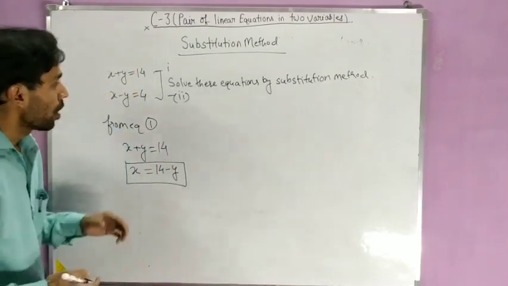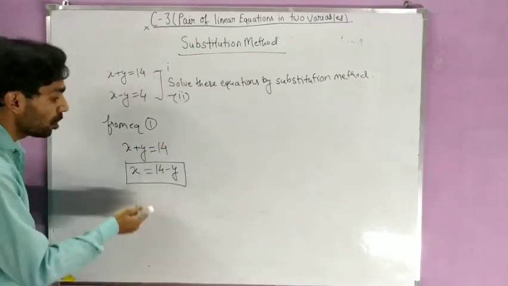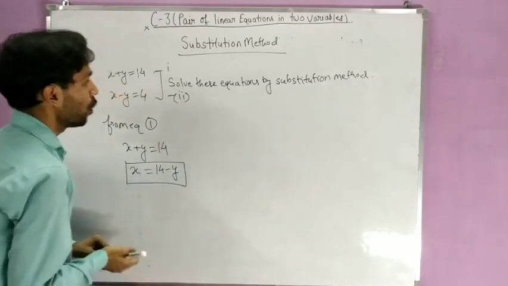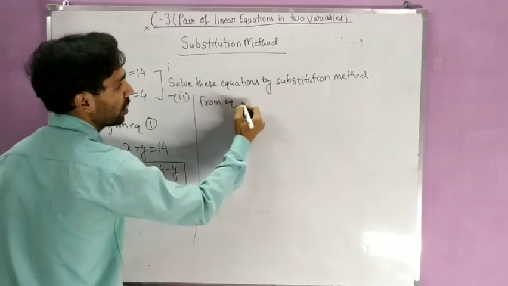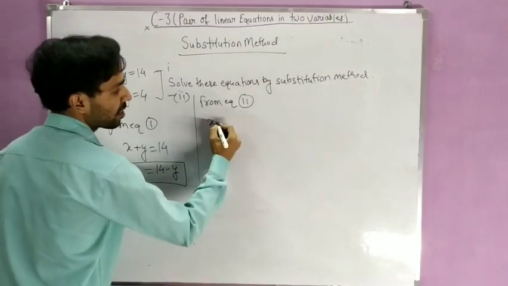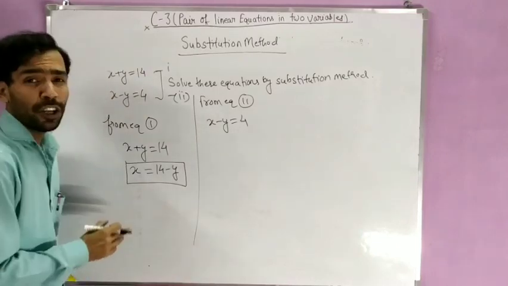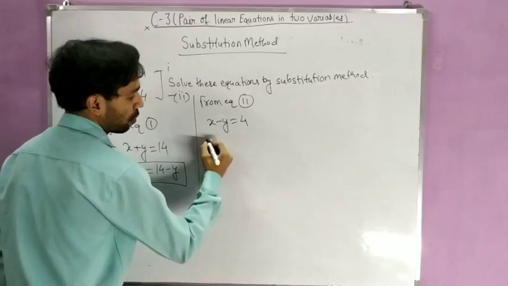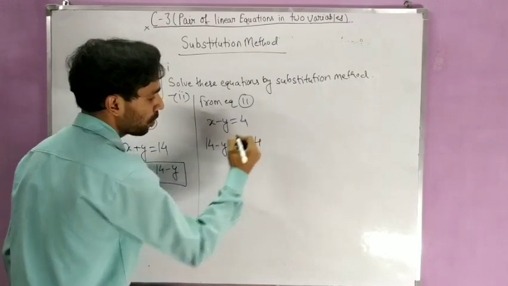Okay, so now we got the value of x in terms of the value of y. We have taken the first equation. Now what you will do is put the value of x in the second equation. So I will write from equation second. What is equation second? x minus y equal to 4. Now what is the value of x? The value of x is 14 minus y. So put it in this equation: 14 minus y minus y equal to 4.